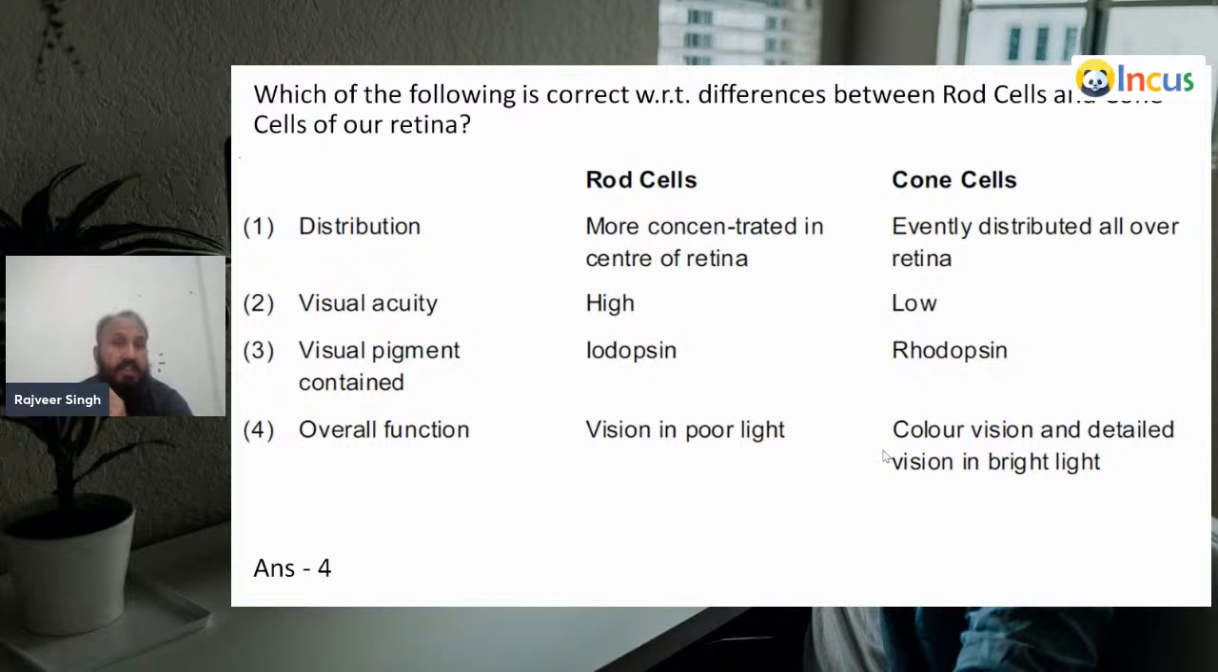Definitely we can say the answer will be fourth. Fourth is the right answer. Overall function: vision in poor light for rods, and color vision and detailed vision in bright light for cones, is the right answer of the question.